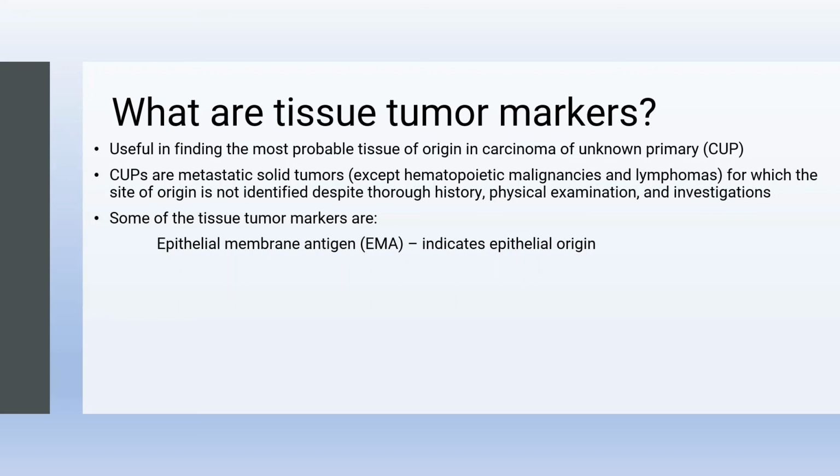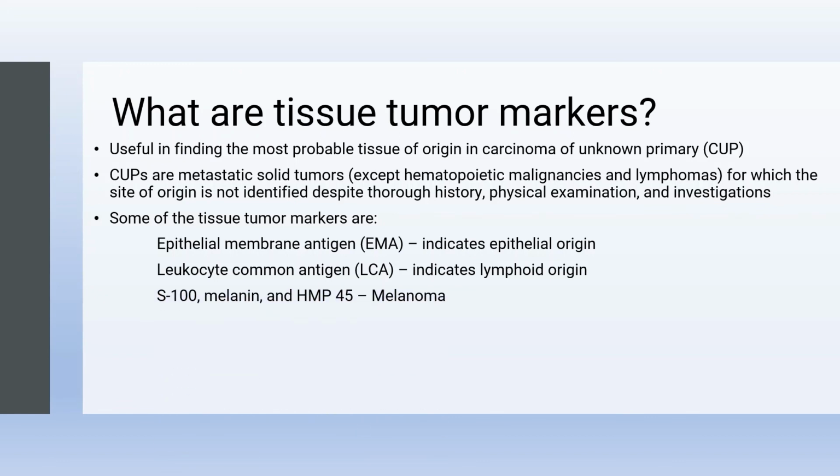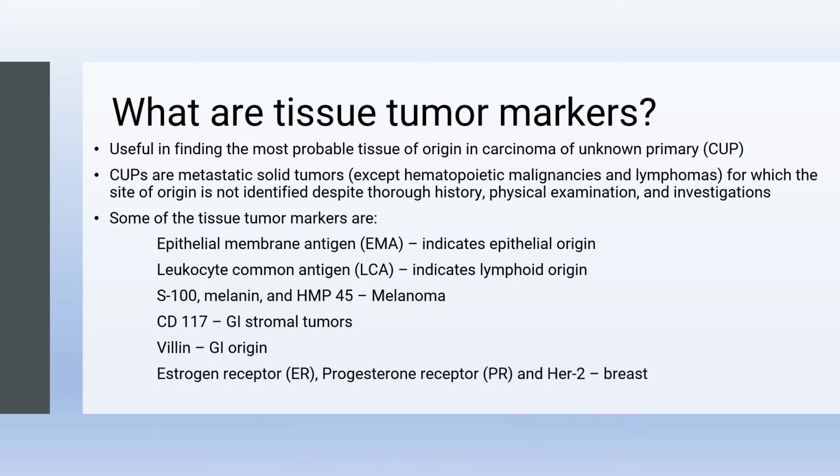Epithelial membrane antigen, EMA, indicates epithelial origin. If there is epithelial origin, epithelial membrane antigen is positive. If it is lymphoid origin, leukocyte common antigen, LCA, is positive. If it's a melanoma, S100 or melanin or HMB-45 is positive. For GI stromal tumors, CD117 is positive. For GI origin tumors, villin is positive. If it's a breast cancer, estrogen receptor, progesterone receptor or HER2 receptor may be positive.